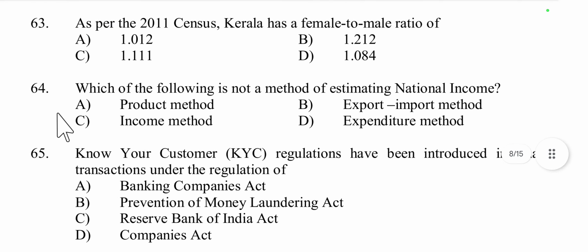Then question number 64, which of the following is not a method of estimating national income? There are three different methods: product method, income method, expenditure method. These are the methods to estimate national income, but the export import method is not here. So option B is the right answer, because the three methods are product, income and expenditure, and export import is not a direct method, so B is the right answer.